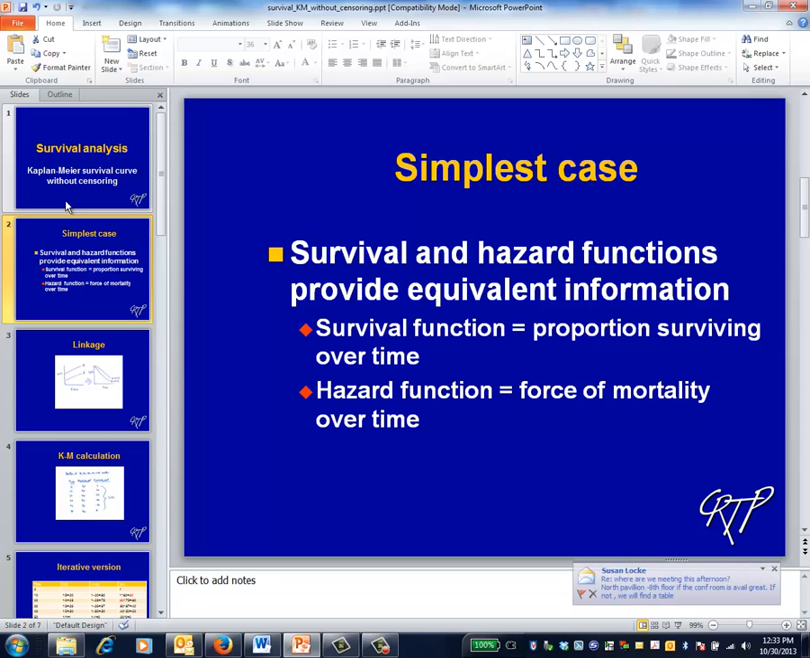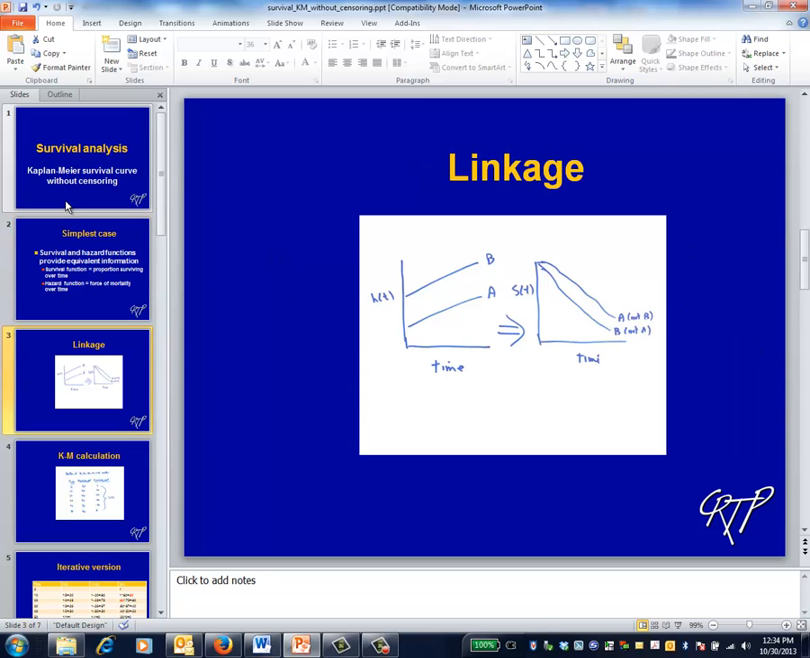As we proceed, I'll try to convince you that the survival and hazard functions provide equivalent information. I won't precisely define the hazard function beyond saying it represents the force of mortality. The stronger the force of mortality, the more quickly the patients in your data set will die off.